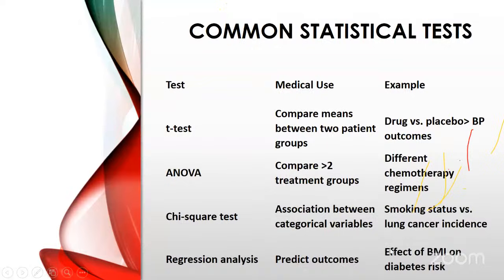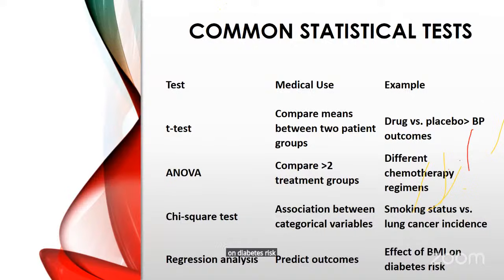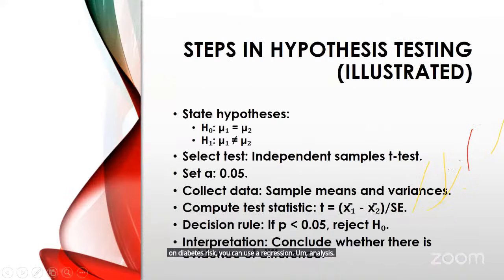So for instance, if you are looking at continuous outcomes, like you want to test the effects of body mass index on diabetes risk, you can use a regression analysis.